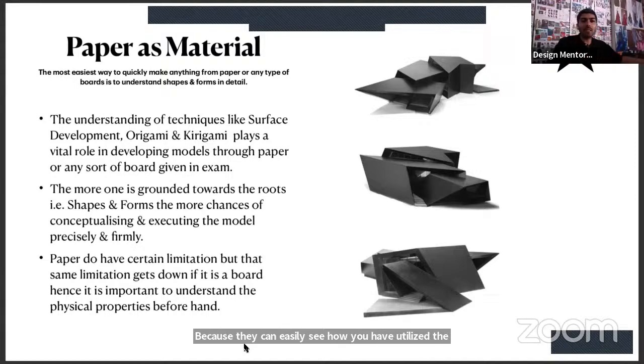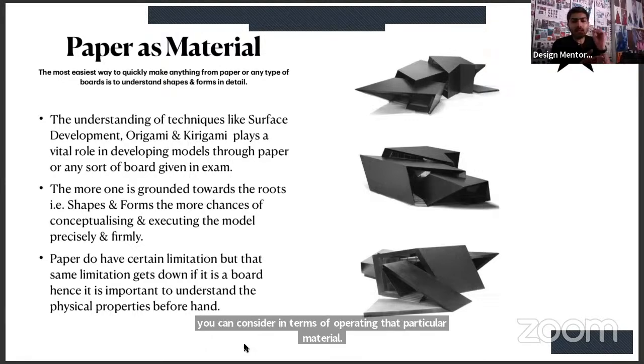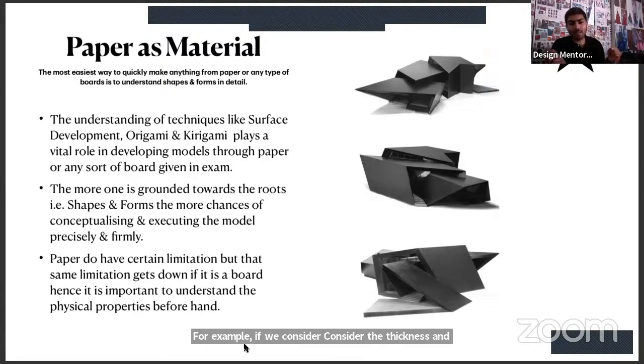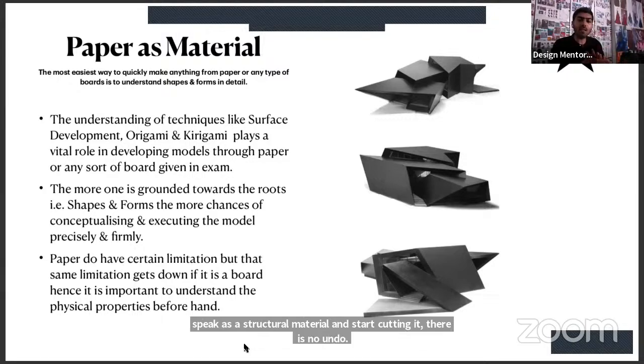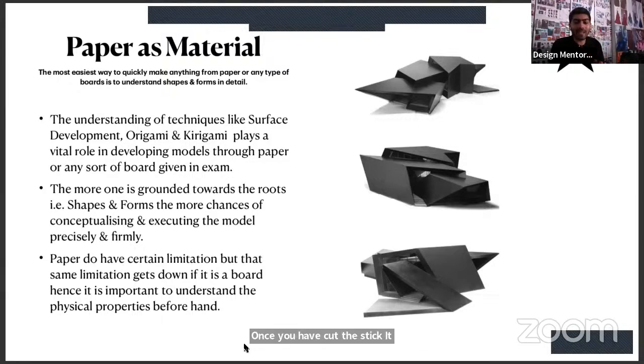So paper, then sticks. Again, if you are good with bamboo sticks or ice cream sticks, you also need to understand the simple things you can consider in approaching that particular material. For example, if we consider stick, consider the thickness and the length provided. If you directly consider stick as a structural material and start cutting it, there is no undo. Once you have cut the stick, it is cut, right?